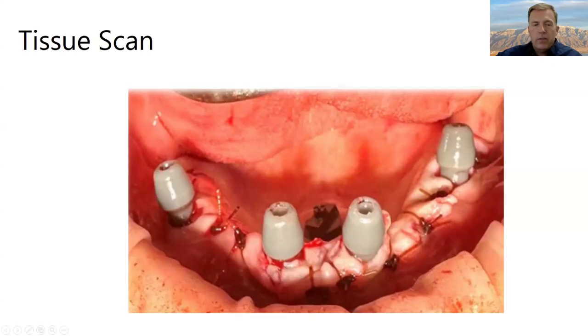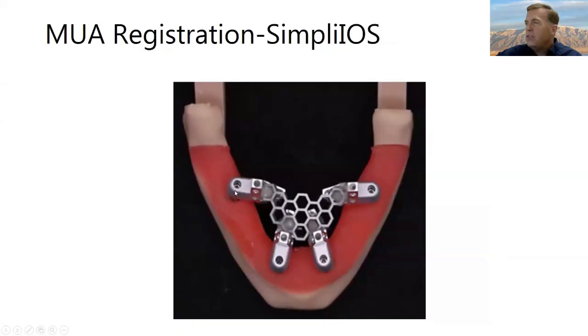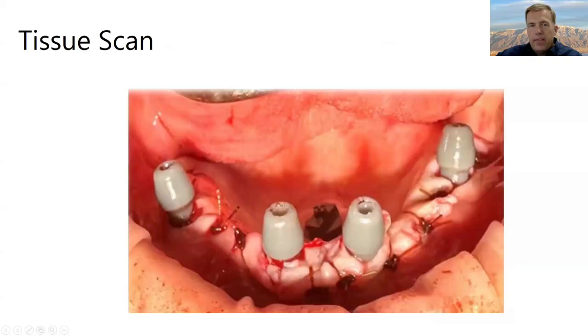So for instance, with this case, you have to put these healing caps in for scanning. With this case, this surface and this surface are the same. Most of the time, you'll want to have the healing caps such that you can just dismiss the patient with those in place. And then when they come back the next day, take them out and deliver the provisional.